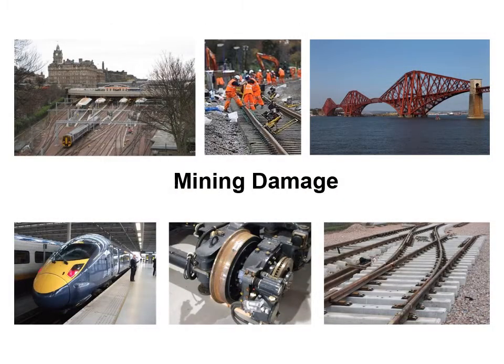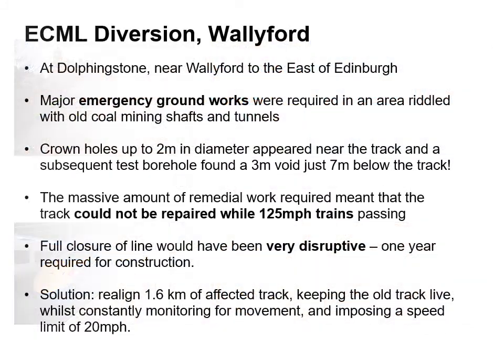So let's now have a look at what can happen when mining damage occurs. On the East Coast Main Line, just outside Wallyford, just to the east of Edinburgh, a major emergency groundworks had to be undertaken in an area riddled with old coal mine shafts and tunnels. Crown holes up to 2 metres in diameter appeared just next to the track, and a subsequent test borehole found a 3 metre void just 7 metres below the track.